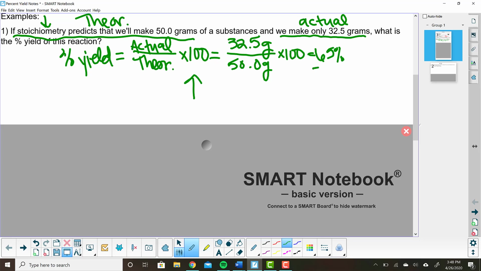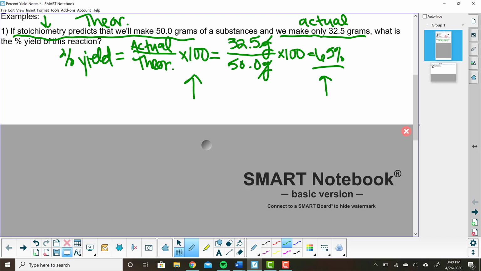And you'll notice that the grams canceled out. That's because percentages can't have units. So you need to make sure that you have to compare same units for yield. You cannot compare grams and liters. Those don't correlate. You need to make sure that you're in the same units so that they cancel out and you end up with a perfect percentage here.